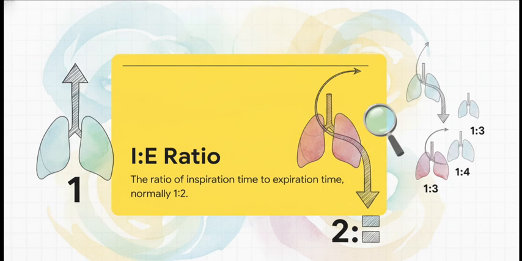Normally, this ratio is 1 to 2. That means inspiration takes up 1 part of time and expiration takes 2 parts. You spend twice as long exhaling as you do inhaling. And this ratio, it's vital. For patients dealing with obstructive diseases, like severe asthma or COPD, giving them even more time for expiration, maybe stretching it to a 1 to 3 or 1 to 4 ratio, can be absolutely critical to prevent air from getting dangerously trapped in their lungs.